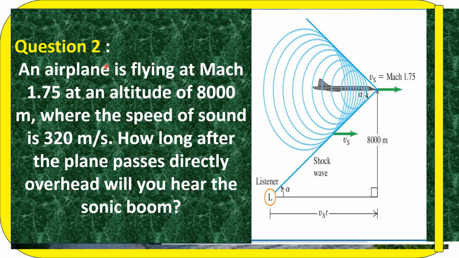A follow-up question, question number 2. An airplane is flying at Mach 1.75 at an altitude of 8,000 meters, where the speed of sound is 320 meters per second. The question is, how long after the plane passes directly overhead will you hear the sonic boom? So in our illustration, we are given the Mach number of the supersonic plane, which is 1.75. And the listener is located on the ground. The altitude of the airplane from the ground is given, 8,000 meters. And our target variable is to find the time: how long after the plane passes directly overhead will you hear the sonic boom?